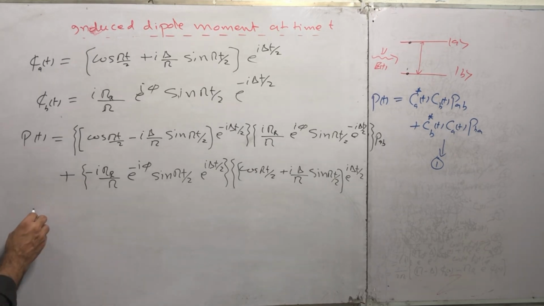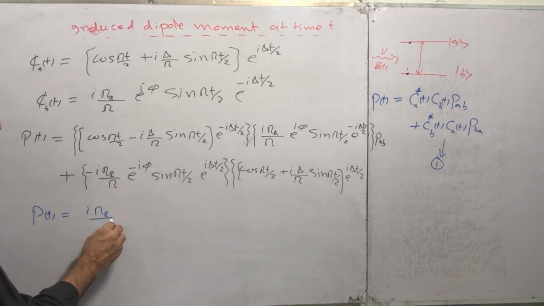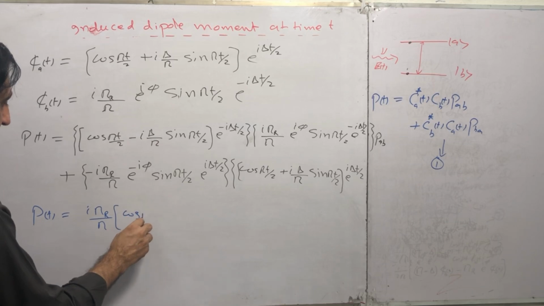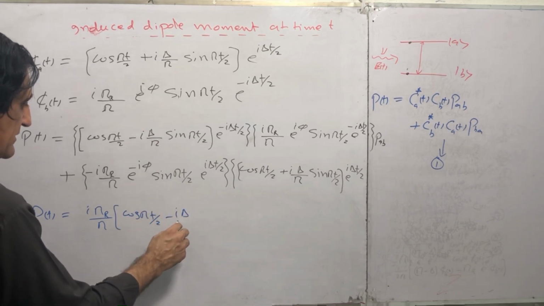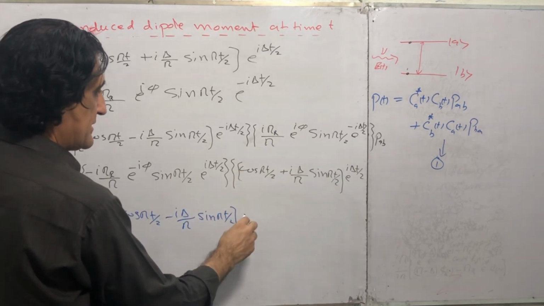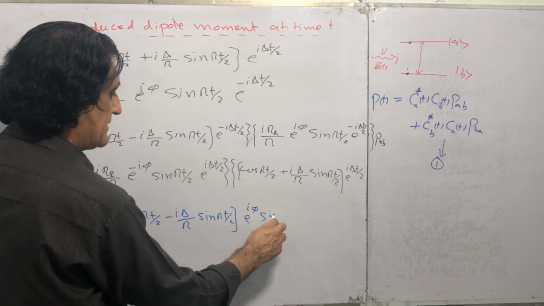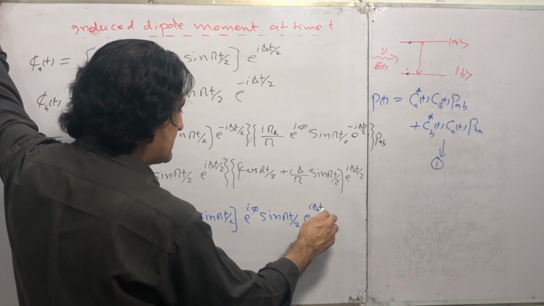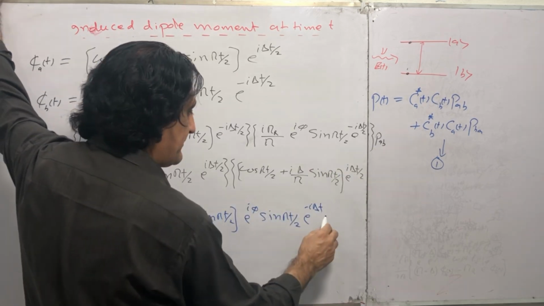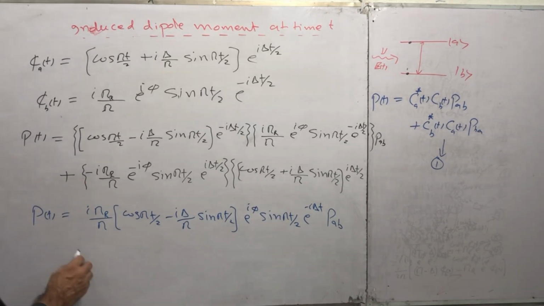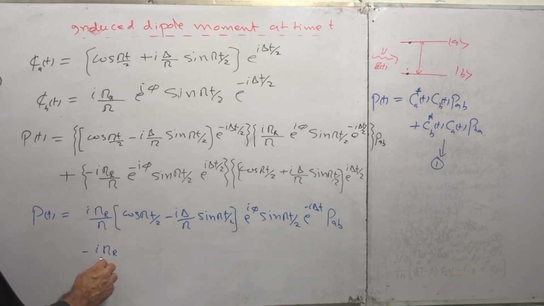So the final expression of this dipole moment can be written as iota omega_r divided by omega, this term. And we have this cosine omega t divided by 2 minus iota delta divided by omega sine omega t divided by 2 and this e to the power iota phi sine omega t divided by 2. And also this exponential term, e to the power iota delta t minus iota delta t, and P_AB. And this term equal to minus iota omega_r divided by omega.